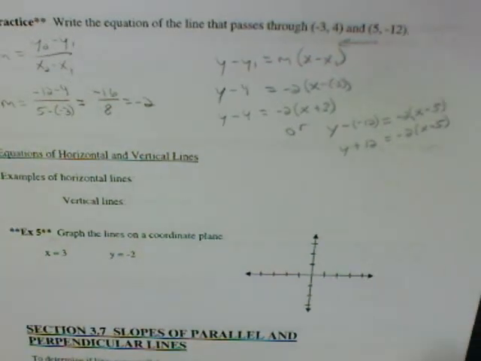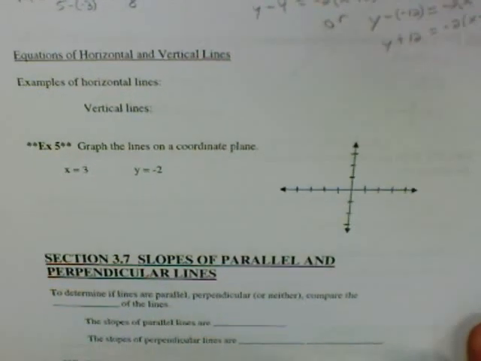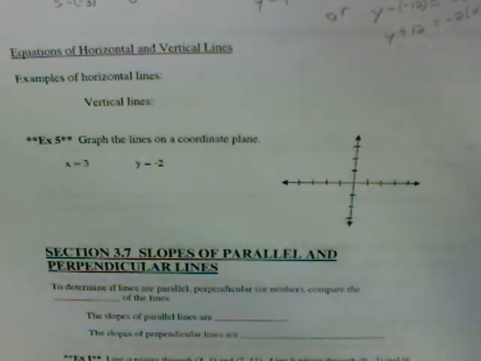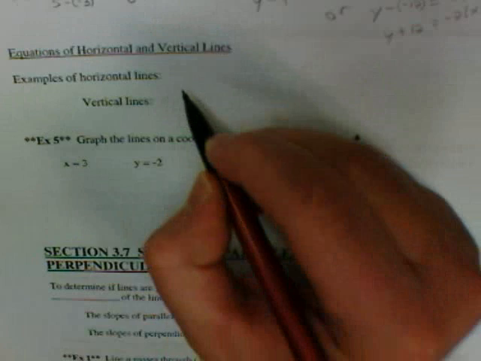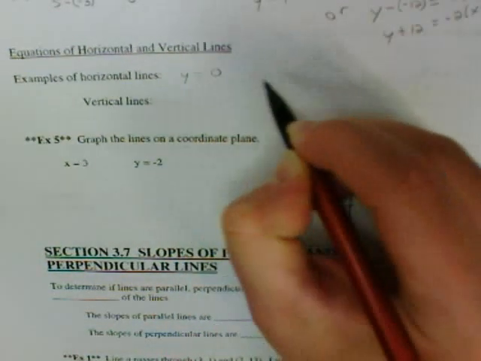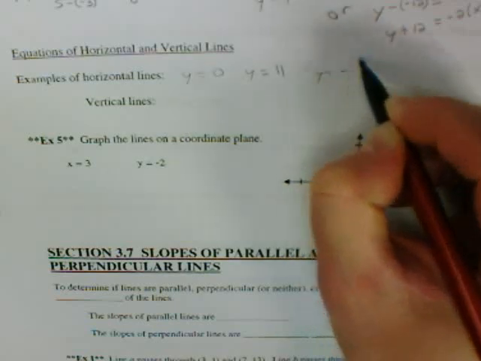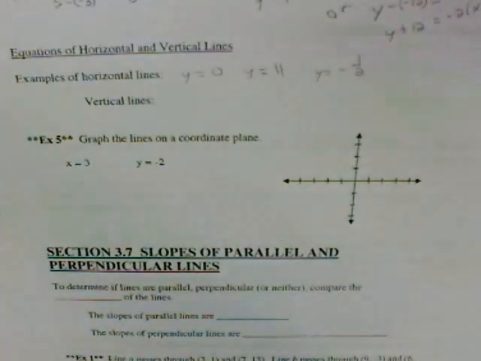Right, our final idea of section 3.6 deals with horizontal and vertical lines. They have very simple equations. The equation of horizontal and vertical lines are missing one of the two variables. If it's missing x, it's going to be one kind of line. If it's missing y, it's another kind of line. So when you're talking about horizontal lines, they're all y equals some number. So y equals 0, y equals 11, y equals negative 1/2. All those represent some kind of horizontal line.